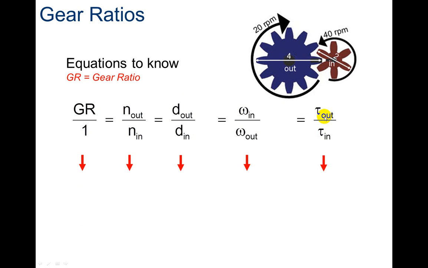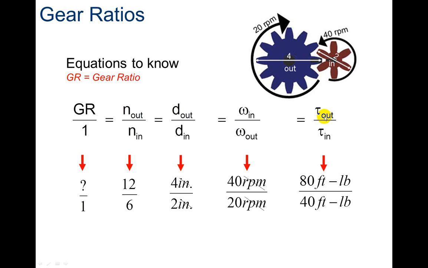So for this particular problem, where the one on the right is in and the one on the left is out, we can set up our gear ratio. All of these are equal to each other, and as you can tell, they're all equal to 2. We do not have a unit on gear ratio, just like we didn't have it on mechanical advantage, because each of these units is going to cancel out.